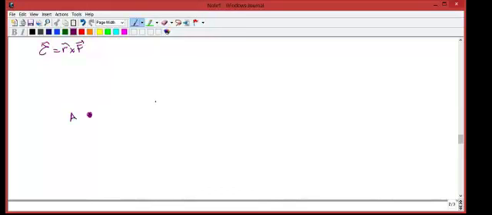So if the force is applied here, then R is starting at A and ends where F is applied. Make sure you write that down. 99% of the error with respect to torque is because people forget that definition.